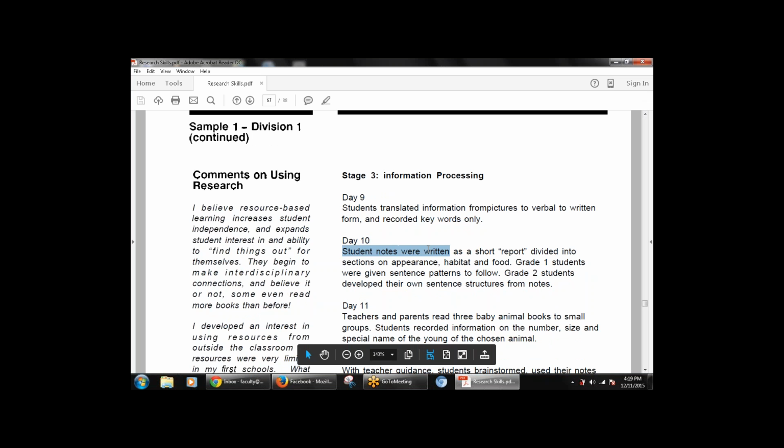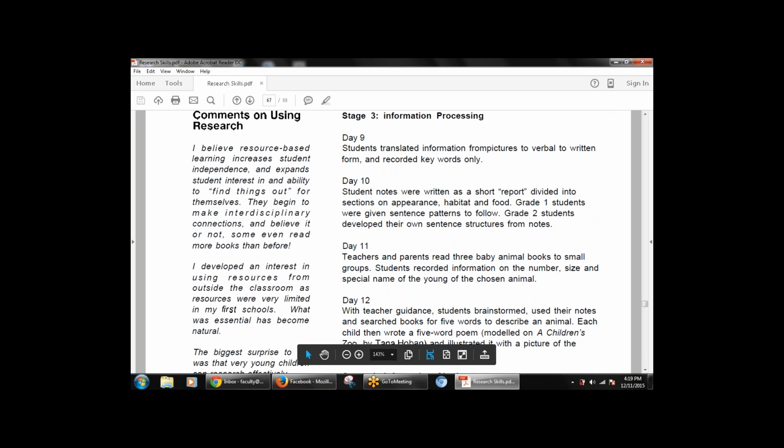Then day number 10, the student notes were written as a short report divided into sections on appearance, habitat and food, and the grade 1 students were given a sentence pattern to follow. Grade 2 students developed their own sentence structure from the notes. Then day 11, the teacher and the parents read 3 baby animals books to small groups, and the students recorded the information on the number, size and special name of the young of the chosen animal.